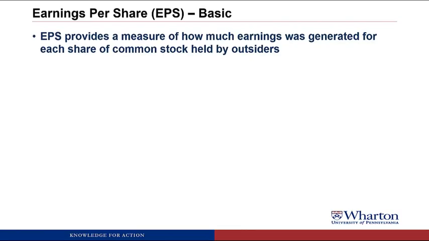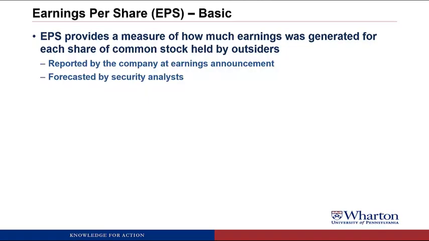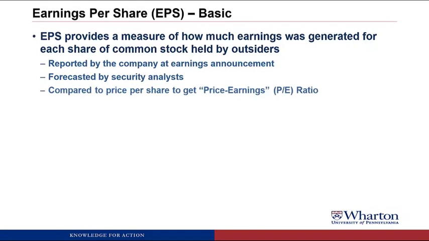It's an extremely common number in financial reporting. The company often emphasizes this number at the earnings announcement, and then the media often picks up what the EPS was for the company's fiscal period. It's the number that's forecasted by security analysts, and it's compared to price per share to get the price earnings ratio, or PE ratio, which is a quick and dirty valuation technique that investors use, where they have some notion of what the multiple of price over earnings should be. So when you get this EPS number, you multiply it times the multiple, and it gives you what the price should be.